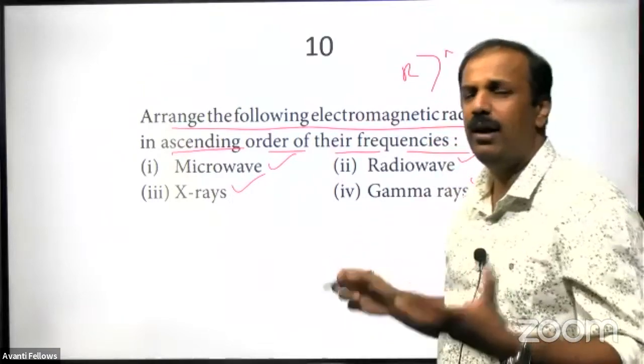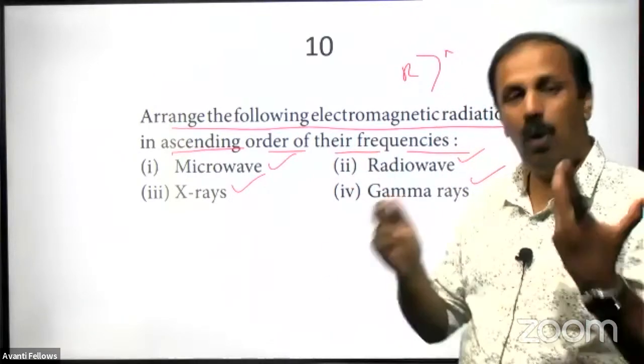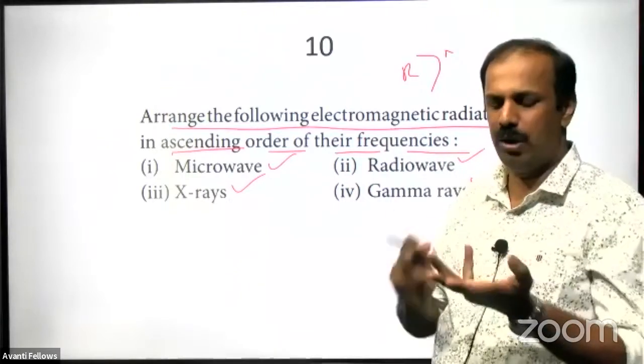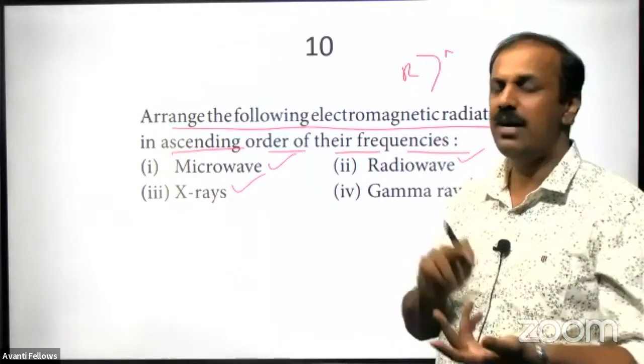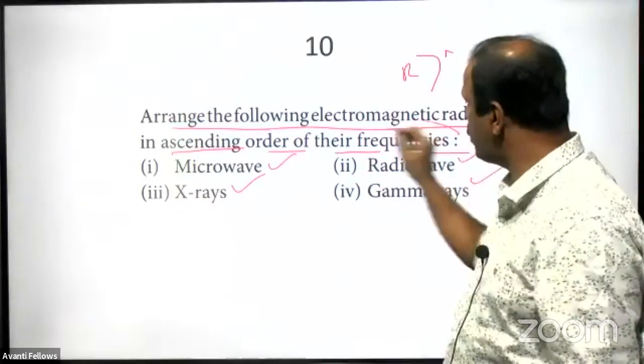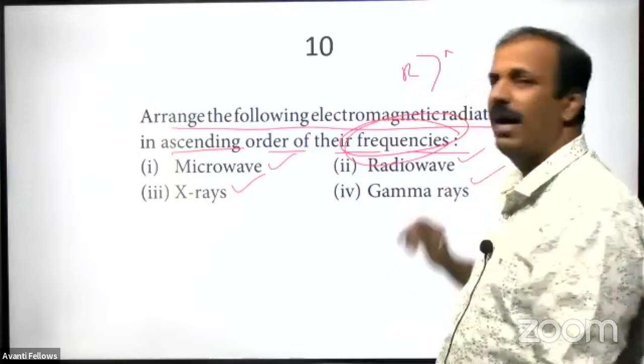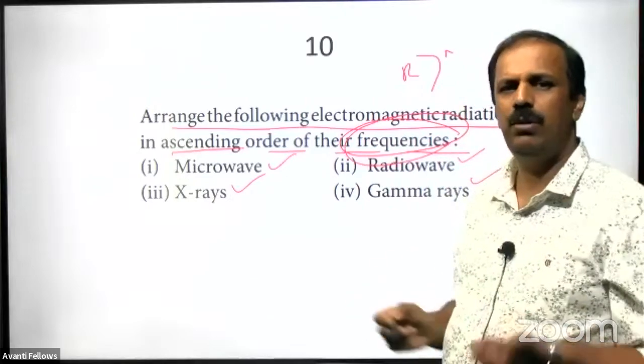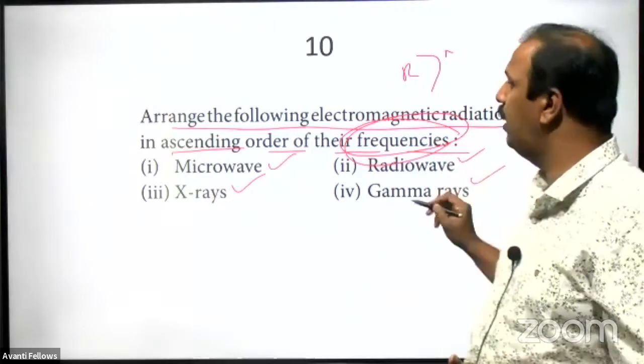You should remember whether it is asked ascending order or descending order. First thing is you have to note whether it's asked ascending order or descending order. Second one, you have to check whether it is asked ascending order of frequency or wavelength. Sometimes it will be based on wavelength. Sometimes it will be based on frequency. According to that one, you will be given like this.